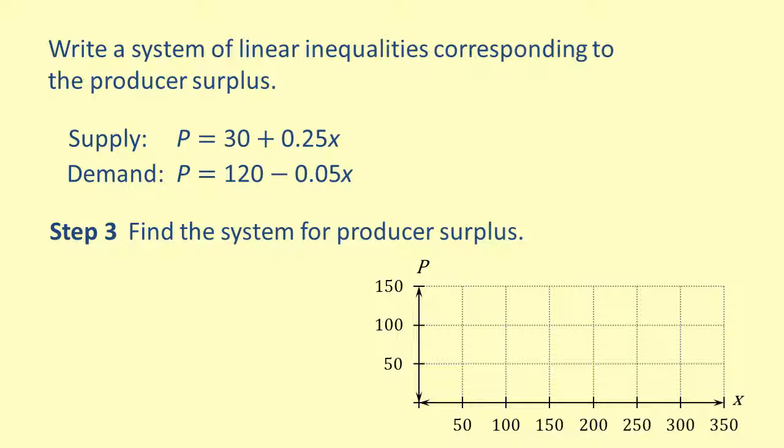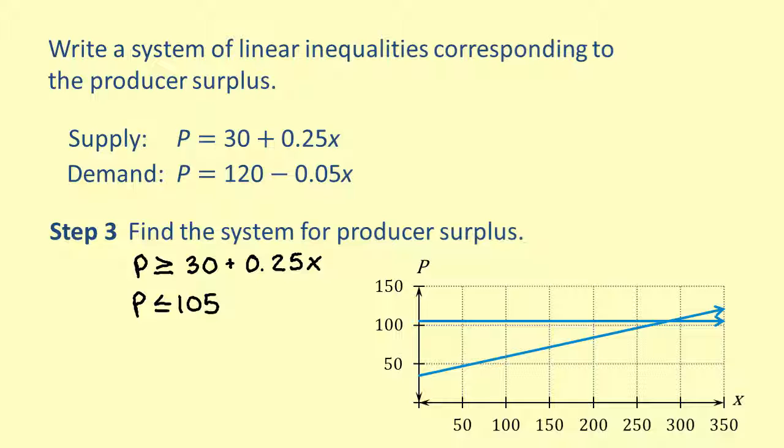Now that we've determined the point of equilibrium and that the producer surplus is the area above the supply curve and below the equilibrium price point, we can write the system of inequalities as follows. P is greater than or equal to 30 plus 0.25 times x. P is less than or equal to 105. X is greater than or equal to 0. This system implies that there are at least 0 items produced, that the fixed costs are set at $30 and the variable costs are 25 cents per item, and that the producer surplus is no more than $105 when variable costs are kept to a minimum.